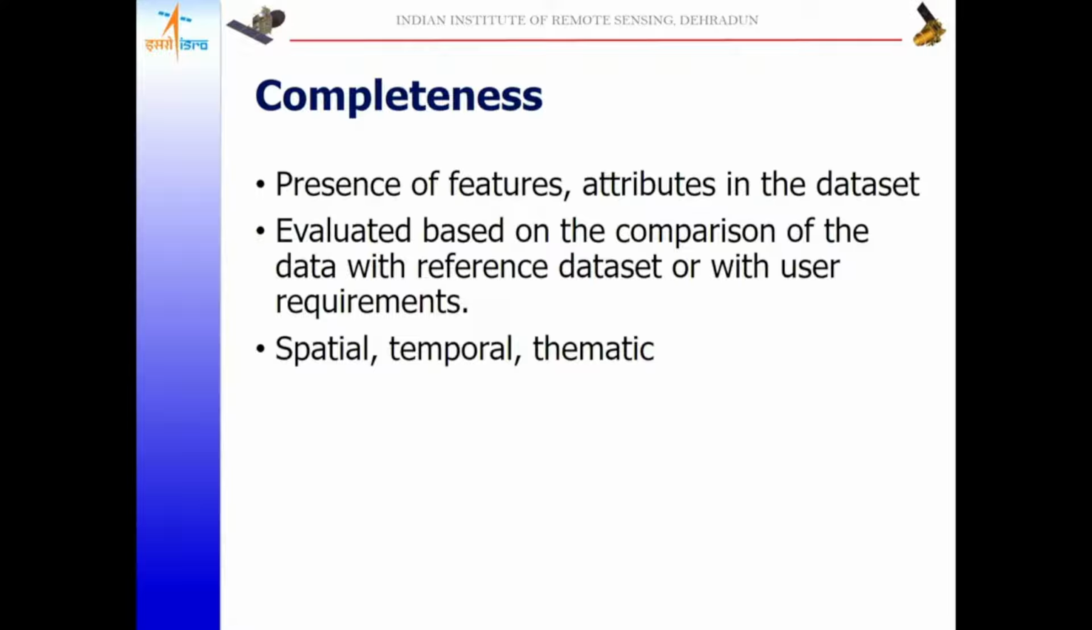So if the data set is incomplete, we call it an error of omission, and if excess data is there, then it is an error of commission. So both are considered errors, basically.